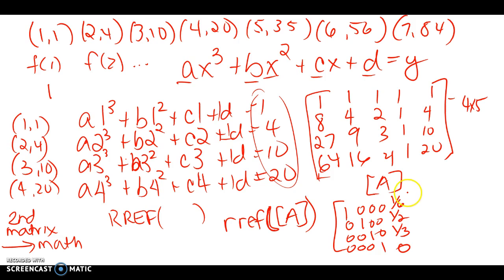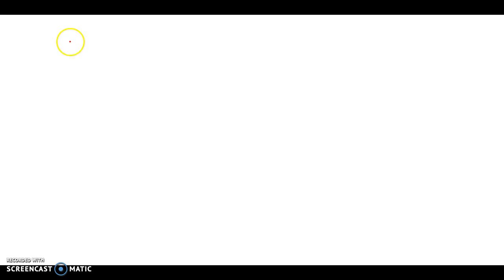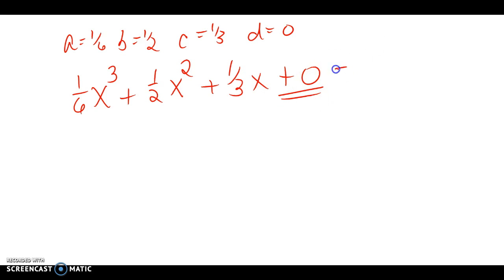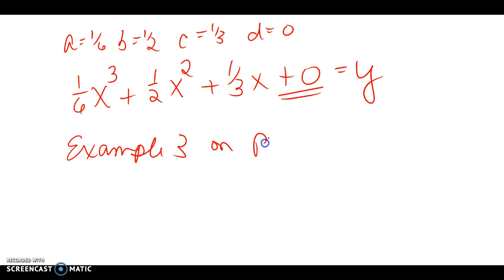All right, so what does that look like? I'm going to go to the next page. A equals 1/6, B equals 1/2, C equals 1/3, D equals 0. That would be ax cubed plus bx squared plus cx plus d, don't really need to write that, equals y. Right? This is actually example 3 on page 395.